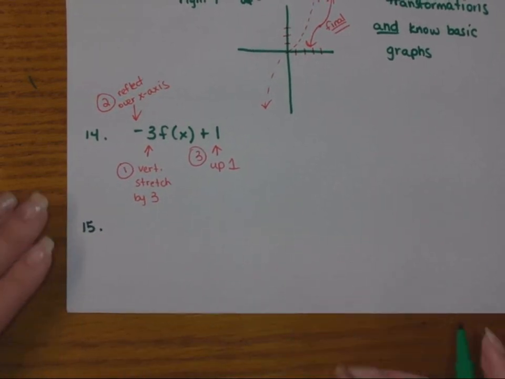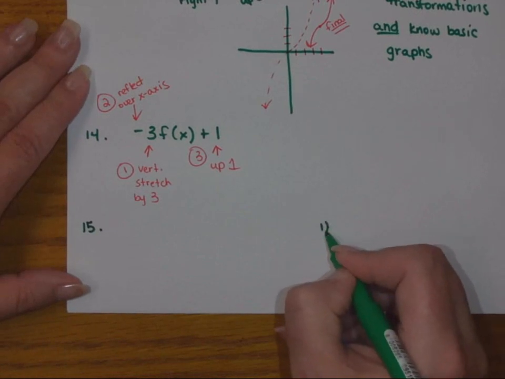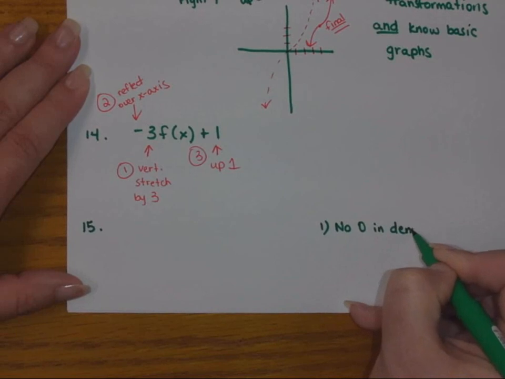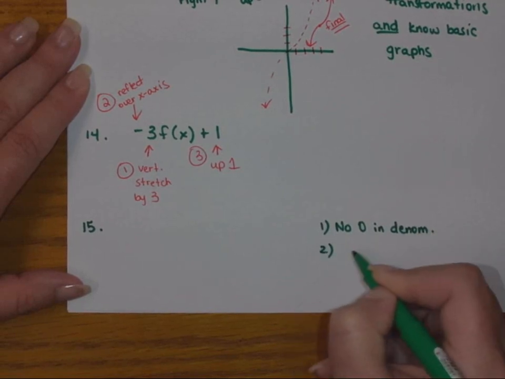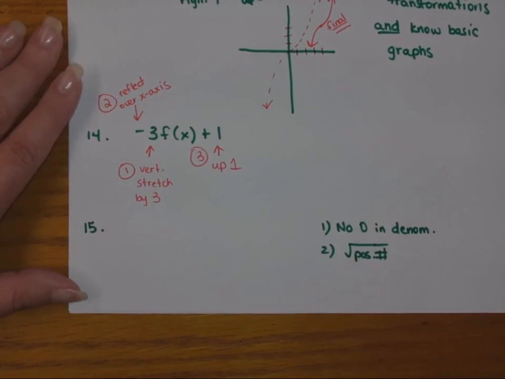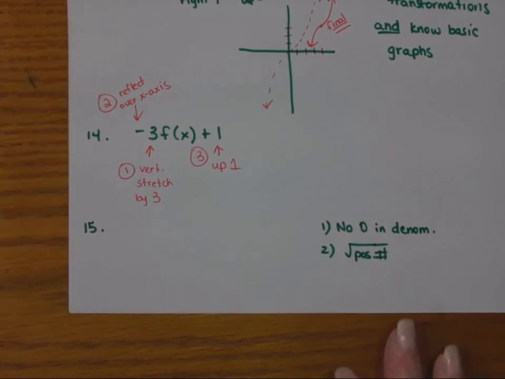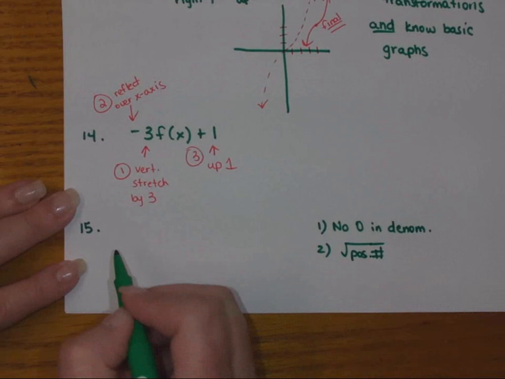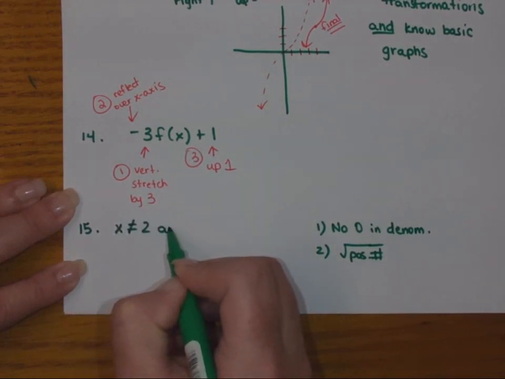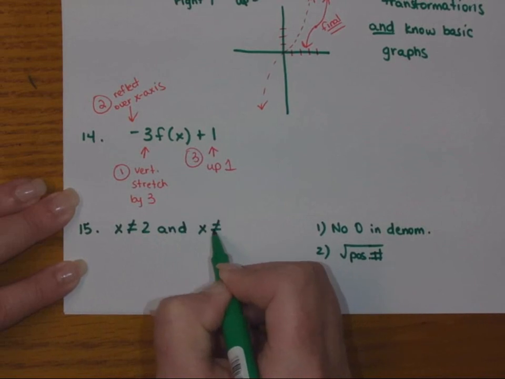All right, so for 15 and 16, remember our domain rules are no 0 in the denominator and only positive numbers under the square root. That's our rules for domain for 15 and 16. So if you look at 15, I think we can probably eyeball and know, okay, for the first fraction, x can't be 2. And for the second fraction, x can't be -8.